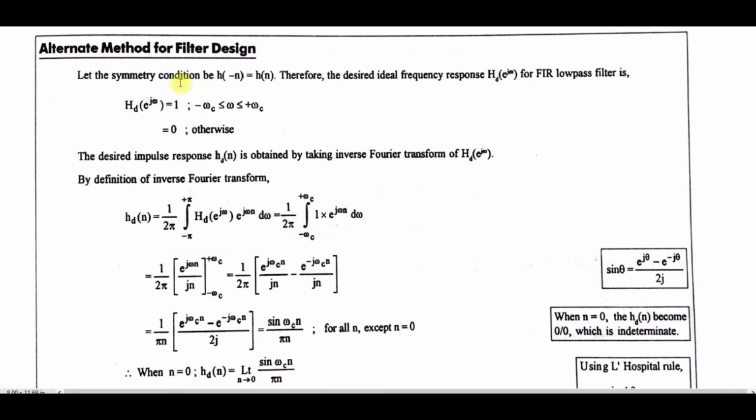The second method is using the non-causal sequence. Non-causal means we will be having impulse response in the negative x-axis, that is h of minus n equal to h of n. So in this case, after the designing, you have to shift the sequence to the right of the x-axis in order to make it a realizable one. So in both cases, the final answer will be the same. So we can follow the non-causal sequence system.